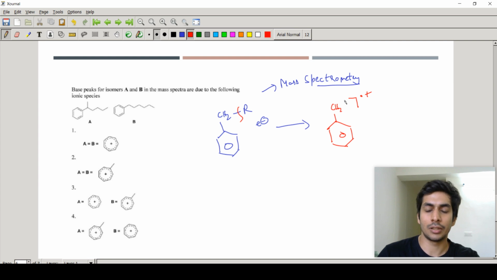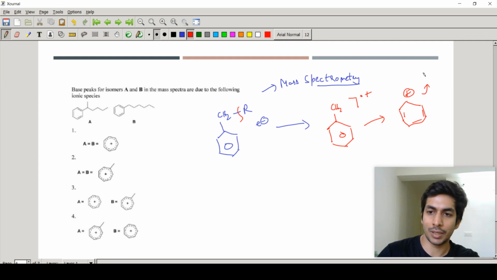Okay, your radical ion is formed, and once this is formed, immediately it converts into this form. Okay, a 7-membered ring, and we have a double bond here, a double bond here, and a positive charge. 1 2 3 4 5 6 7. Okay, so it forms this intermediate which is called a tropylium ion.